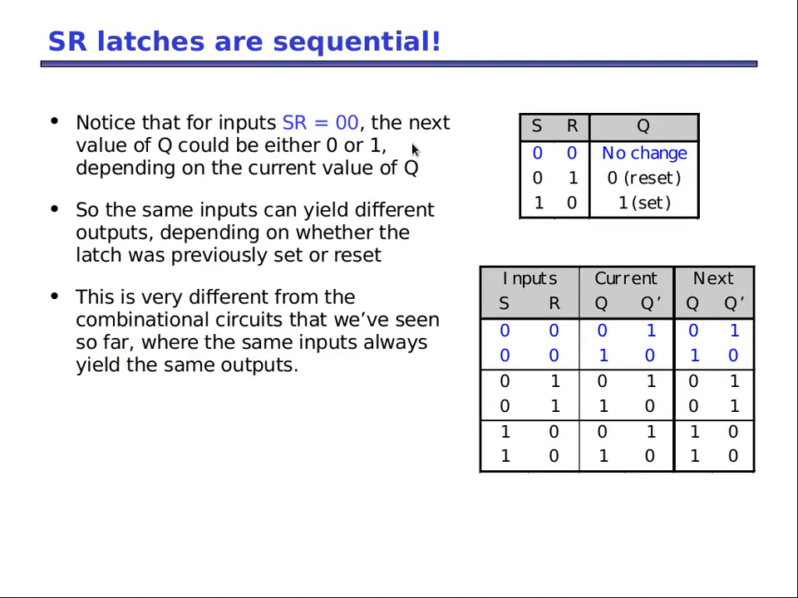Now let's see. Notice for inputs S R 0, 0, the next value Q could be either 0 or 1, depending on what it was before. So that's what they want to show right here, is that if there's 0, 0, then whatever Q was is the same thing out here. But no matter what Q was, when you reset it, it goes to 0, and when you set it, it goes to 1. All right. I'm just putting these out in truth tables just to make sure everyone's clear.